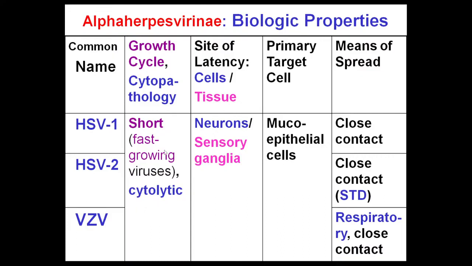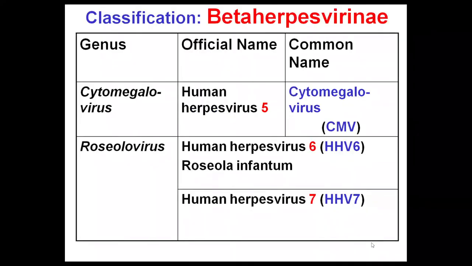Then they have a specific tissue affinity. Usually these viruses are called neurotropic because they tend to cause latency in the sensory nerve ganglia. And the primary infection occurs usually in mucoepithelial cells as the primary target cells. They spread usually through close contact, aerosol droplets, or sexual contact. So very common is direct contact, except for sexually transmitted spread.